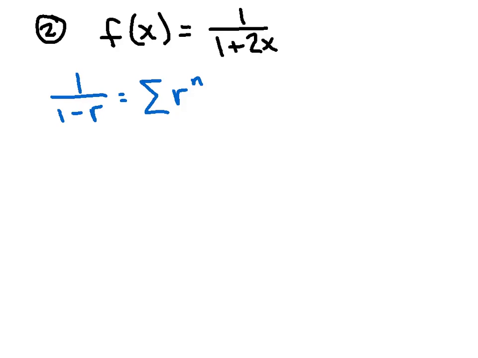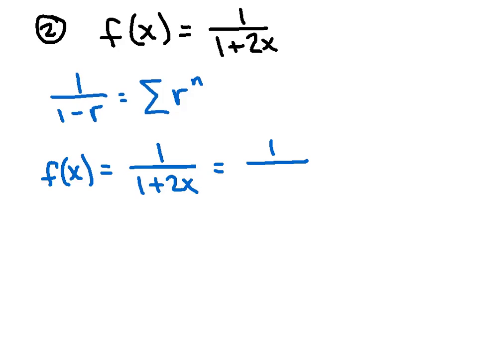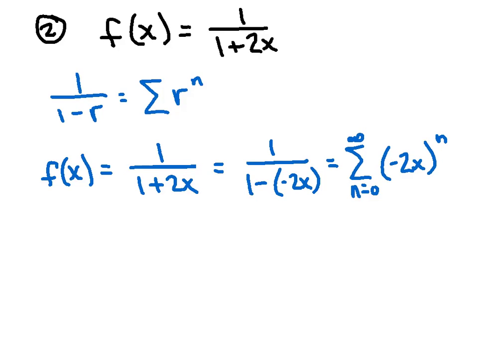So what we're going to do here is get a little fancy, and I'm going to rewrite f of x. I'm going to say that 1 plus 2x is really the same thing as 1 minus -2x. Okay, so basically what I'm saying here is that now my r value corresponds to -2x, and I could rewrite the power series here as negative 2x raised to the nth power.